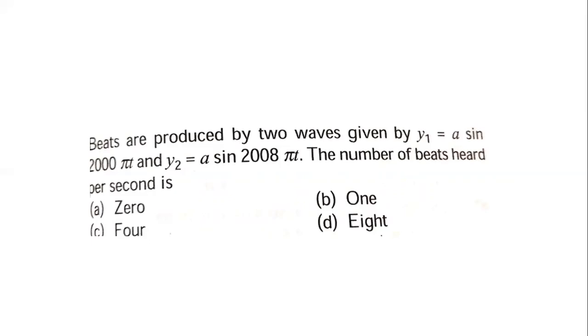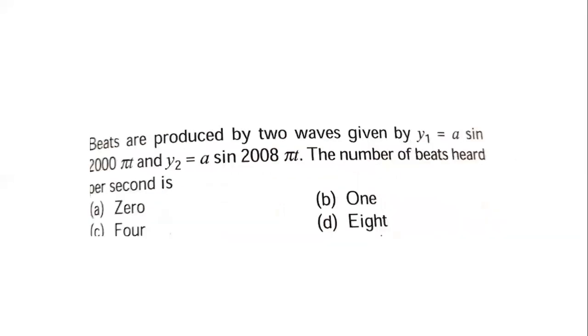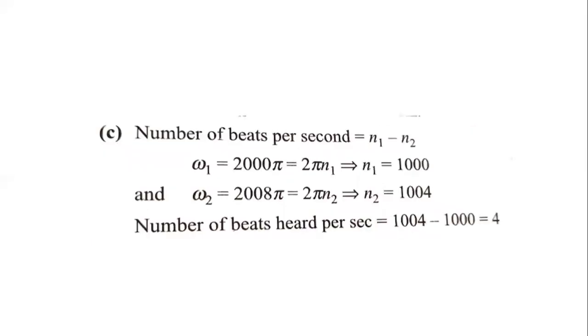Here, it is a very simple question. You have to compare the given equation with the standard wave equation and find out the frequencies. Then you can find out the number of beats per second. The basic formula is n1 minus n2. Y1 is the first equation: y1 is a sin 2000 pi t. When you compare, omega 1 is 2000 pi, which is equal to 2 pi n1. Upon simplification, n1 comes out to be 1000 hertz.